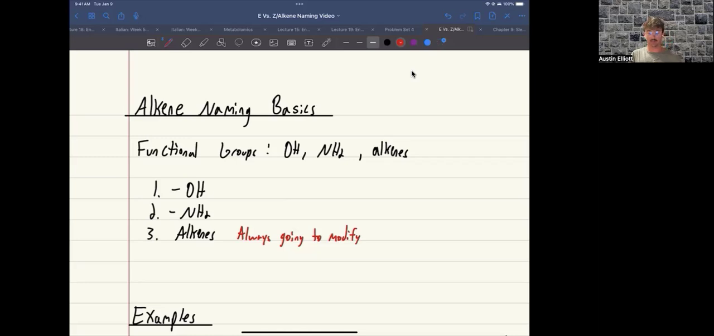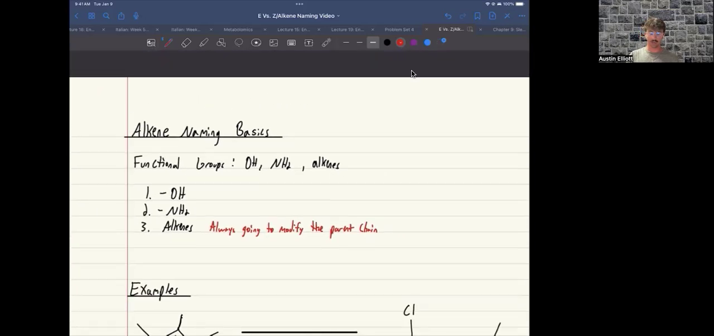Alkenes will never be branches. And that's different than when you look at an amine group, because if an alcohol is present, that amine group becomes amino and is a branch. But alkenes are always part of the parent chain name. And I will show some examples of that and make it a little bit clearer in just a second.